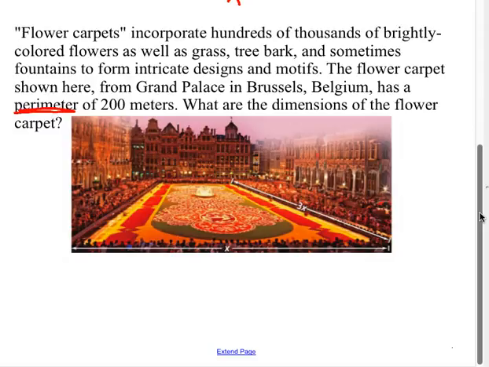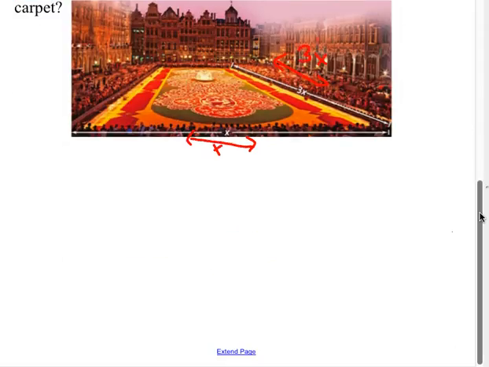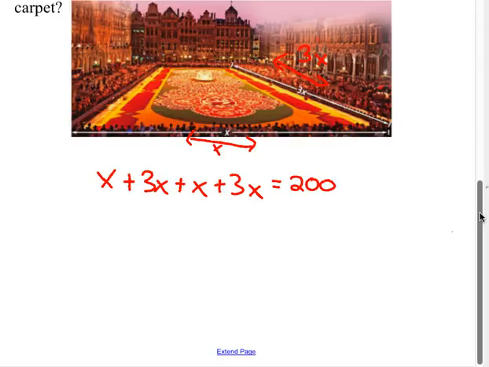So notice here, this length going this way is x. This length going this way is 3x. So if I'm finding the perimeter, if I go around, I have a side length of x, then a 3x, another x, then another 3x. That incorporates all 4 sides of this rectangle, okay? And what does it add up to? Well, it says it adds up to 200. The perimeter is 200.